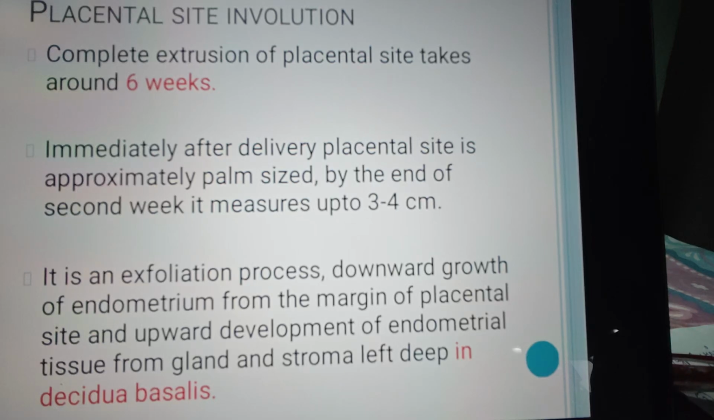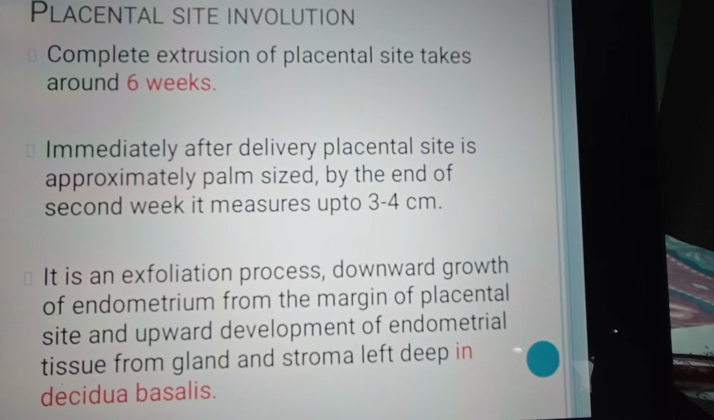Now, the placenta site always involutes, as we know, and the complete extrusion of the placental site takes around 6 weeks. So, this complete postpartum period is the period of placental site involution. This site is weak because the placenta is attached there, and immediately after delivery, the placental site is approximately palm size. But at the end of the second week, just after 2 weeks, the uterus becomes a non-palpable organ; it just measures 3 to 4 centimeters.